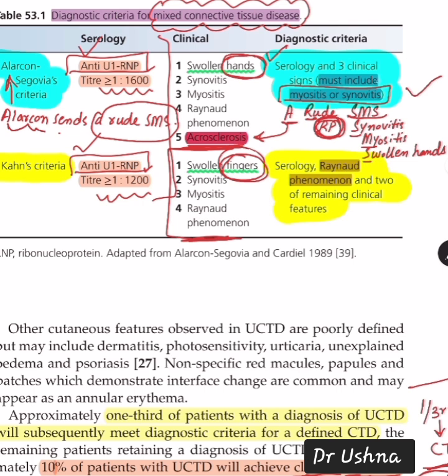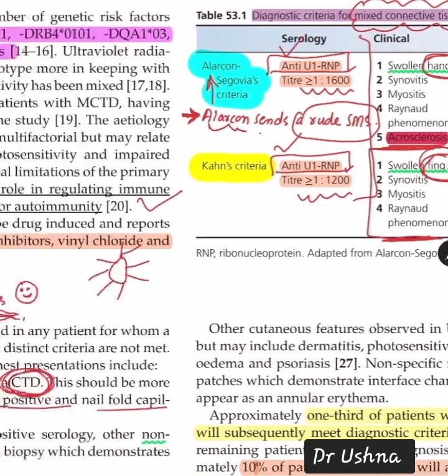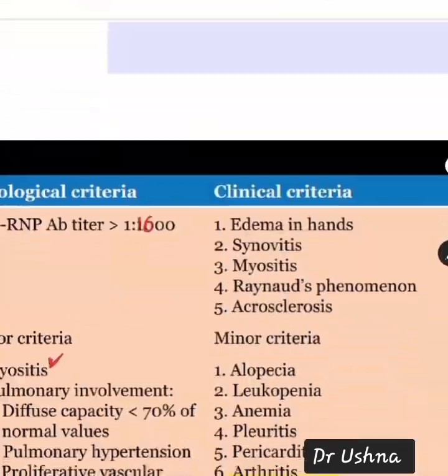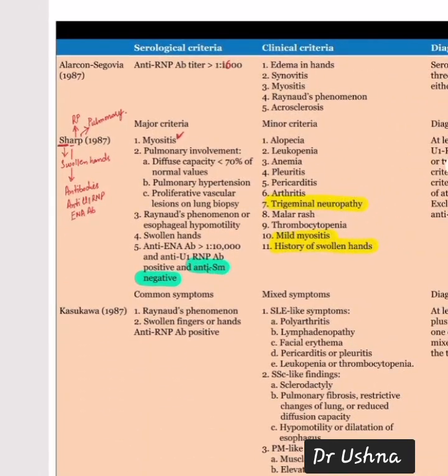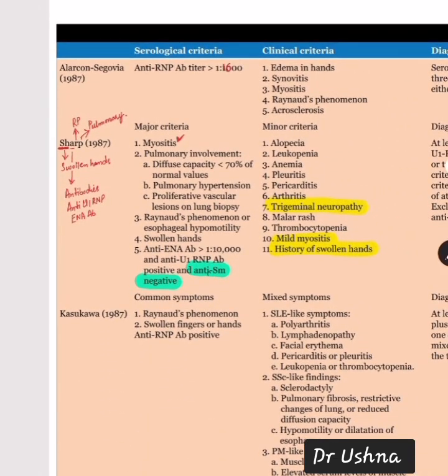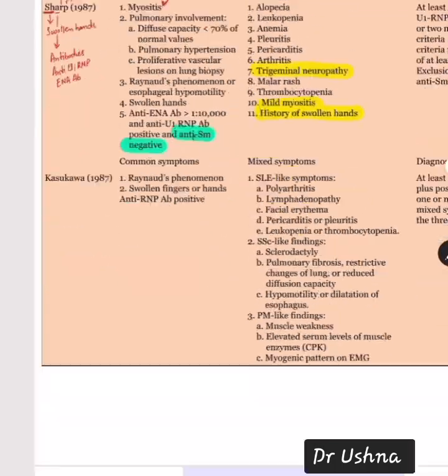And the must thing also changes. In the case of Alarcon, it was myositis or synovitis. In the Kahan's, it's just Raynaud phenomenon. So Raynaud phenomenon should be present in the Kahan's criteria, along with the remaining two clinical features. Okay, another important criteria for MCTD are the Sharp criteria, as the second name of MCTD, and the Kasukawa criteria.